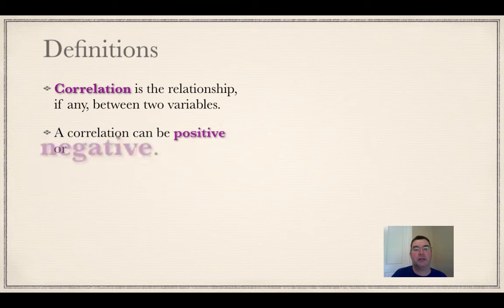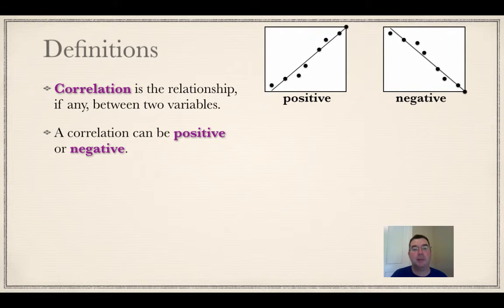And there are words that are used to describe it. It can be positive or negative. So when you draw a scatter plot and you notice that the dots go up and to the right, that would be a positive relationship. If you notice that the dots go down and to the right, that would be a negative correlation.